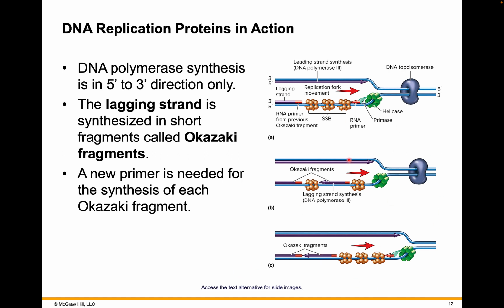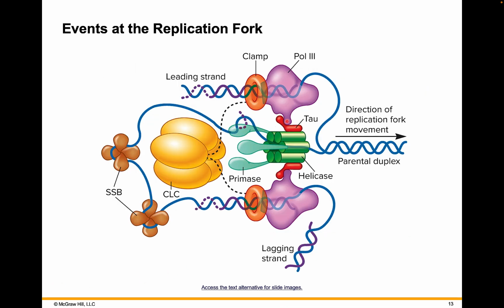So this is basically the continuous and the discontinuous synthesis of the DNA in the leading strand and the lagging strand, and the lagging strand requires these Okazaki fragments. So here, this is a little bit bigger picture of the entire part, from left to right. You can see that this is a single strand binding protein, and then you have this clamp loader complex. Then you have the leading strand, and then you have the primase right here, and then you have the clamp polymerase 3. Then you have the tau helicase. Then here on this side you have the lagging strand, and you have the parental duplex.